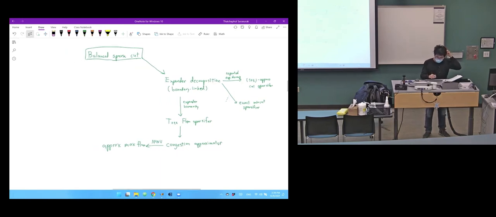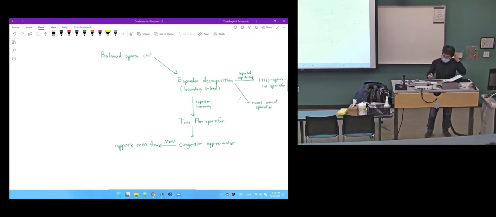Let's look a bit from here. How to get balanced sparse cut? Can someone say anything about how to get balanced sparse cut? Just some keyword, maybe. Cut matching game. Yeah. And in the cut matching game, there will be two players, a cut player and a matching player.